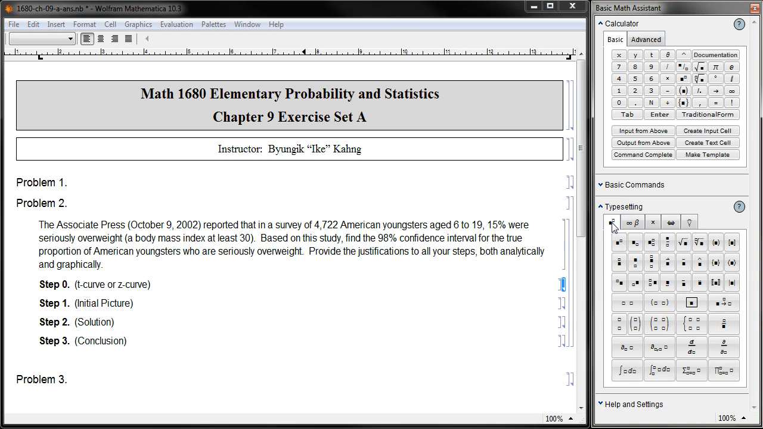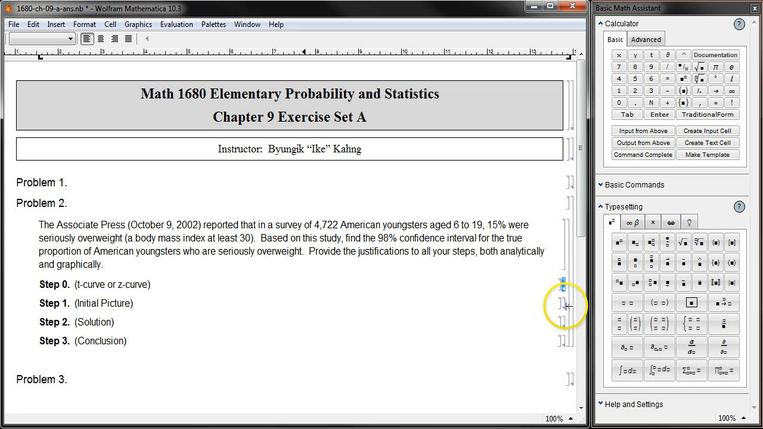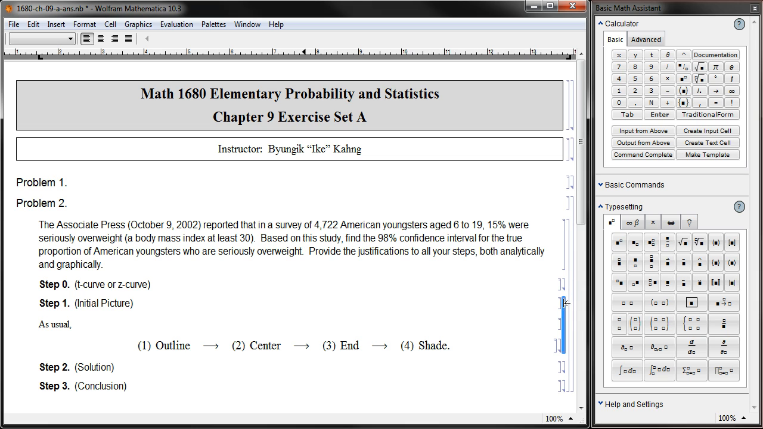Okay, we made the decision. Alright, let's go to the initial picture. Oh, what did I write? Excuse me. Large sample size, so it's Z-curve. Sorry for the confusion. Large sample size, so we use the central limit theorem. So it's the Z-curve. Alright, here is the initial picture.